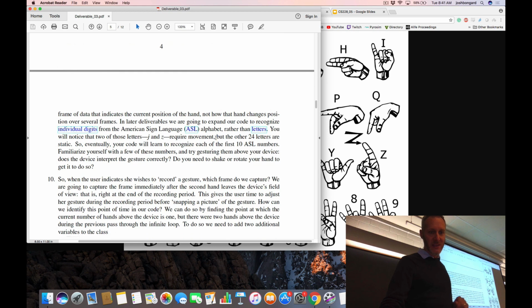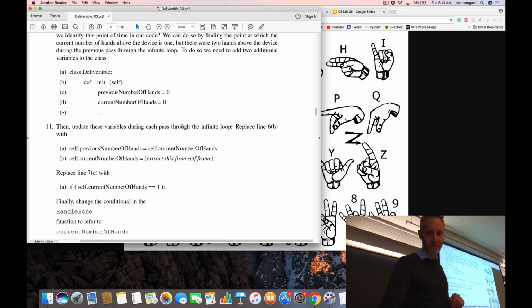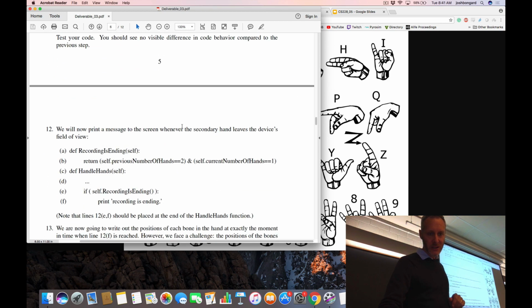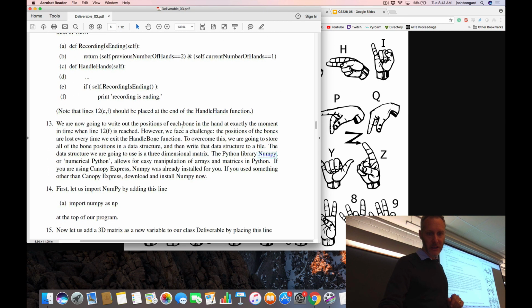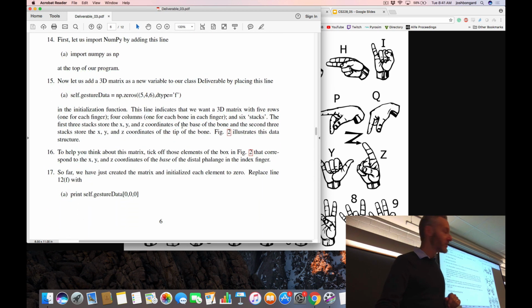Okay. For those of you that are familiar with object-oriented programming, there shouldn't be anything too surprising here. I mentioned ASL, so we're going to be doing individual digits, and there's some links here for you in case you forget what they are. And as we continue on through deliverable 3, we are going to come up in step number 14 to a new library that we're going to be using in Python here, which is NumPy, which stands for numerical Python. How many of you have worked with NumPy before? About half? Okay, that's fine.